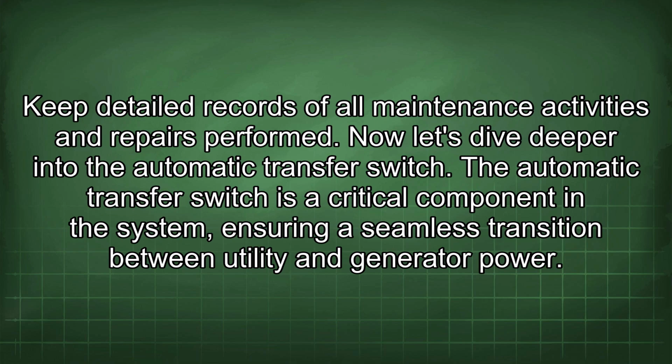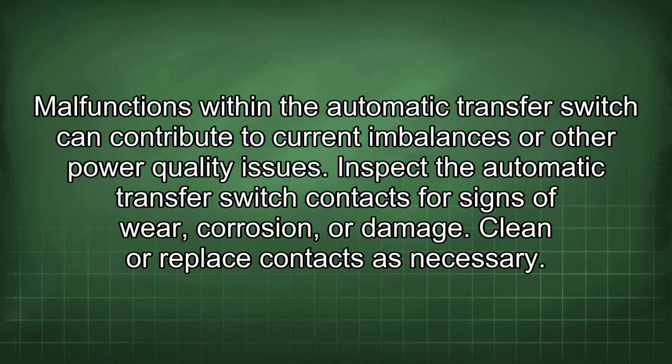The automatic transfer switch is a critical component in the system, ensuring a seamless transition between utility and generator power. Malfunctions within the automatic transfer switch can contribute to current imbalances or other power quality issues. Inspect the automatic transfer switch contacts for signs of wear, corrosion, or damage. Clean or replace contacts as necessary.